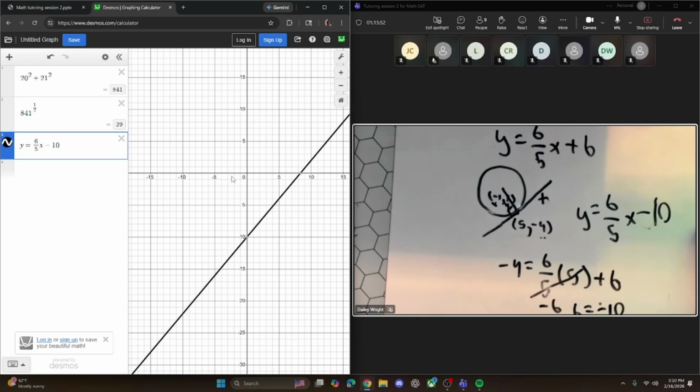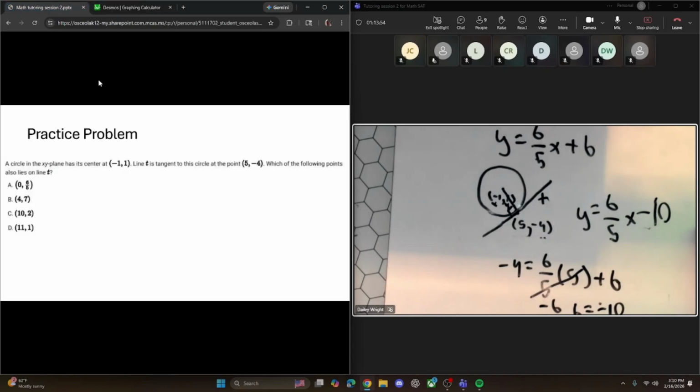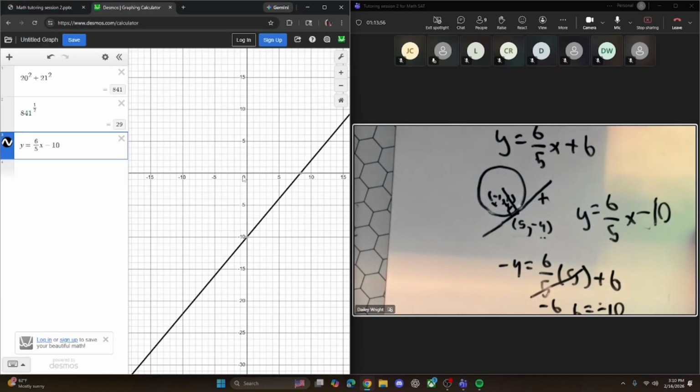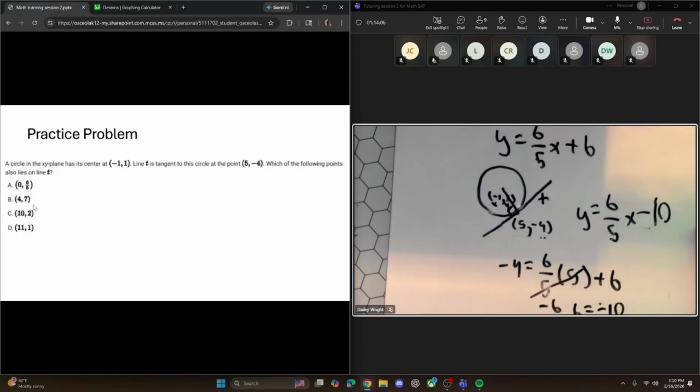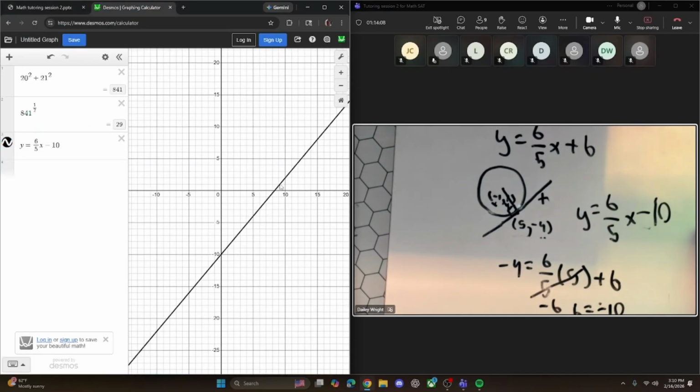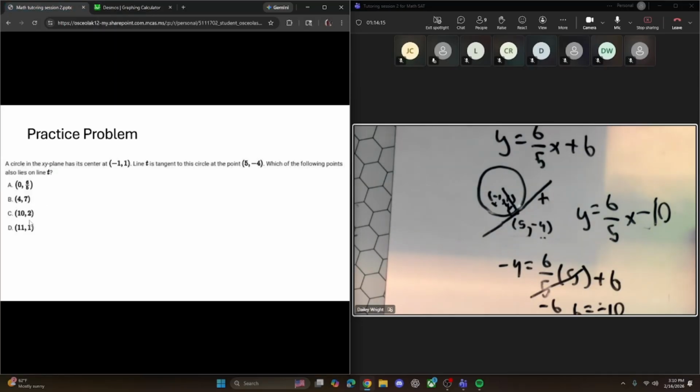So we want to find which coordinate lies on this. Let's look. 0, 6, 5. When it's at 0, it's at negative 10. 4, 7. When it's at 4, it is at negative 5.2. 10 and 2. When it is at 10, it is at 2. So 10, 2 is going to be the point that lies on our slope.